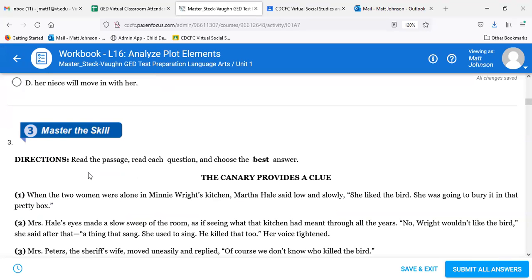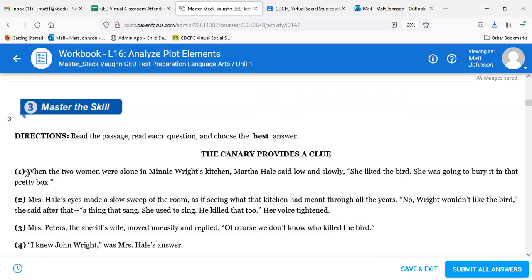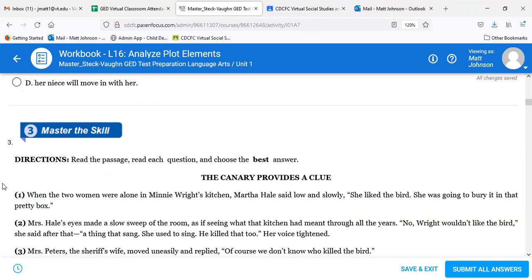Okay. The canary provides a clue. Let's take some turns reading here. So on number 3 here, I'll start off. Always remember your title too.